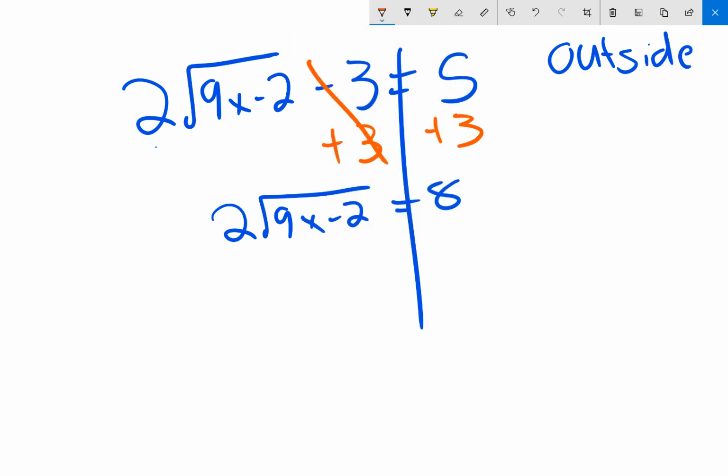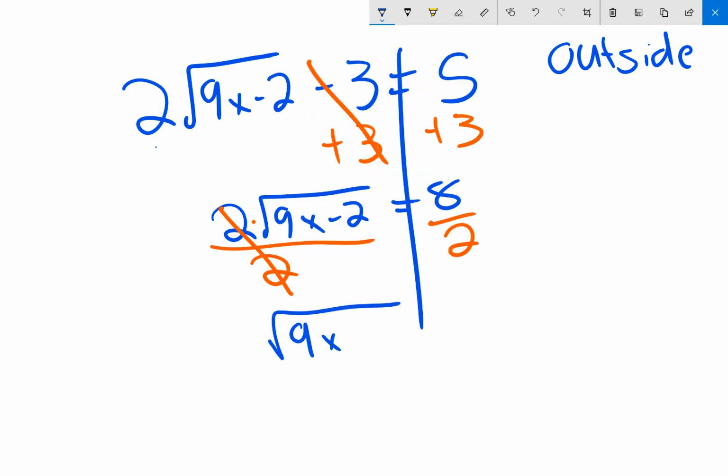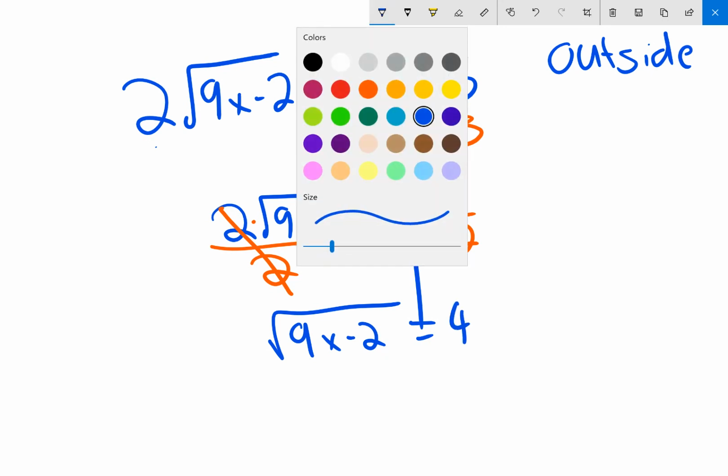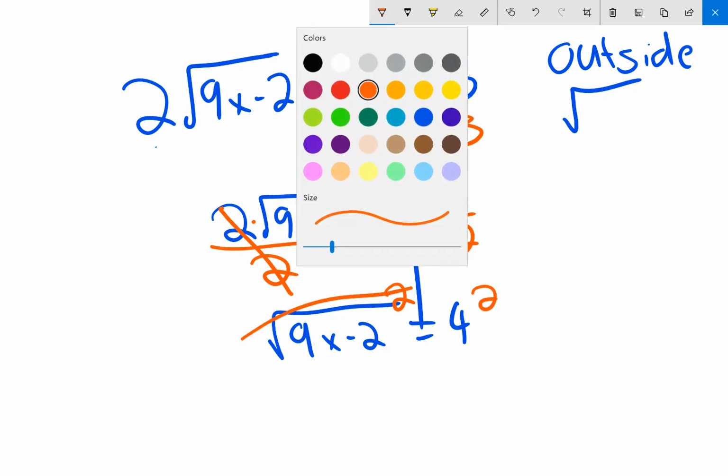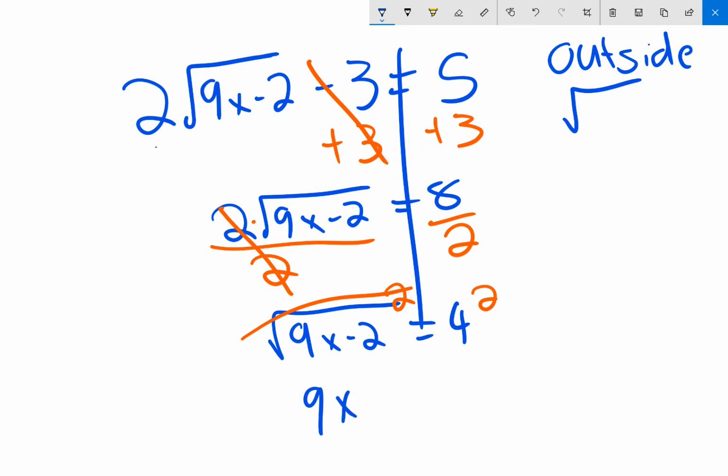Now, I still have that 2 on the outside, so I still need to get rid of it. Now, remember, it's 2 times the radical. So I'm going to divide by 2 to get rid of it. That will leave me with the square root of 9x minus 2 equal to 4. So now there's nothing left outside the radical. So now I'm going to do the radical itself. I'm going to get rid of this radical by squaring it, right? And that just removes the radical sign. So now my equation is just 9x minus 2 equal to 16.